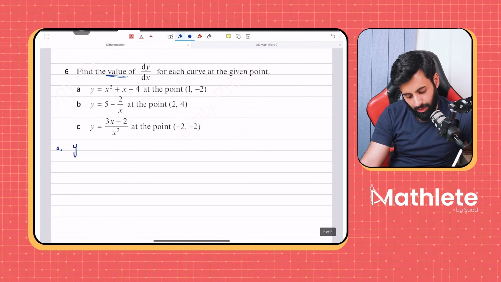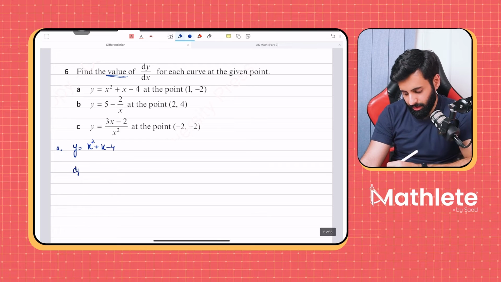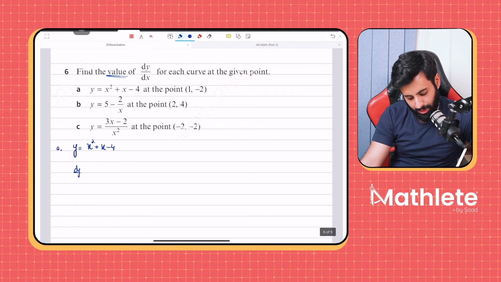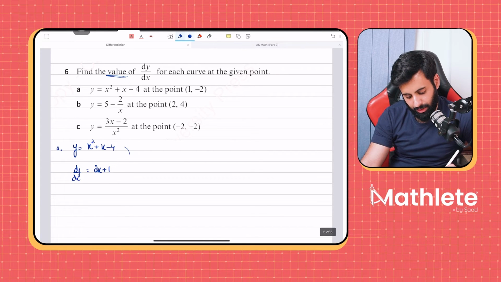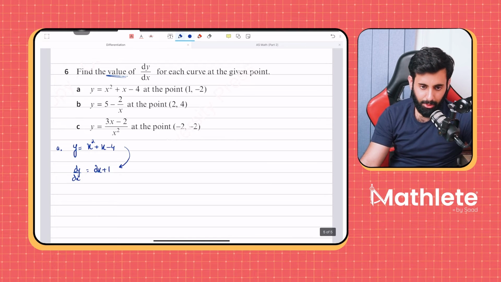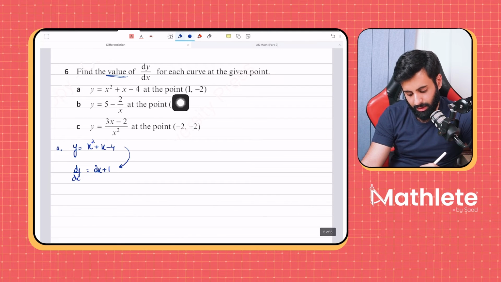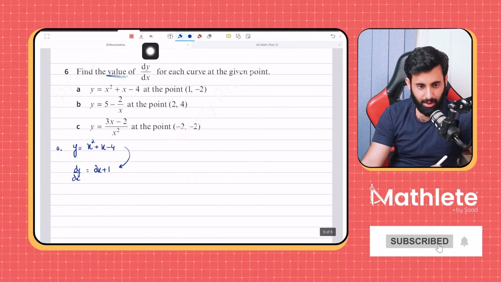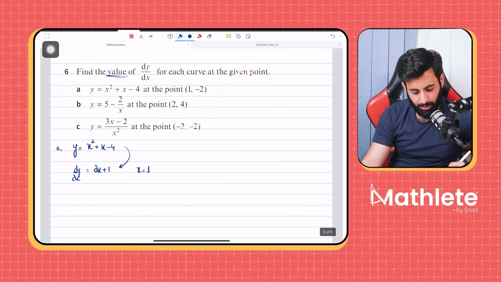So y is equal to x square plus x minus 4. We differentiate it. So what do we have? We have dy by dx. Now, what is the purpose of this dy by dx? The purpose of this dy by dx is that it will give you the gradient of this curve at any value of x. So if we read the question, where do we want the gradient? We want the gradient when x is equal to 1.